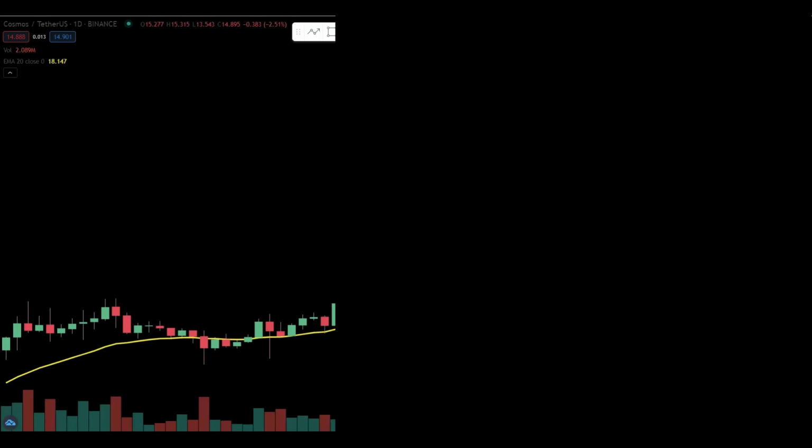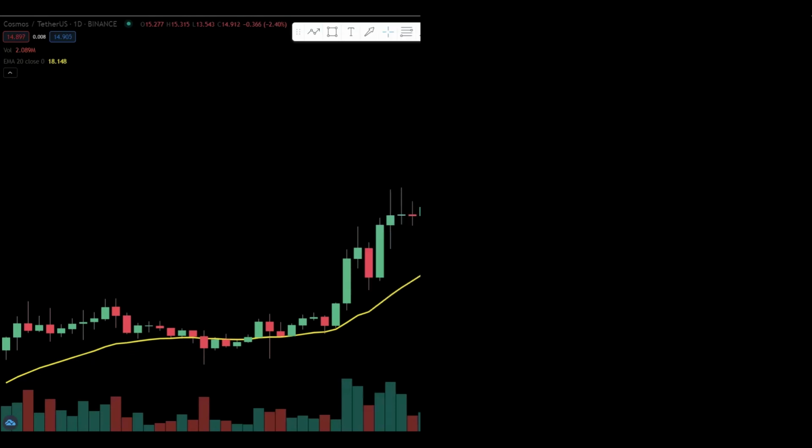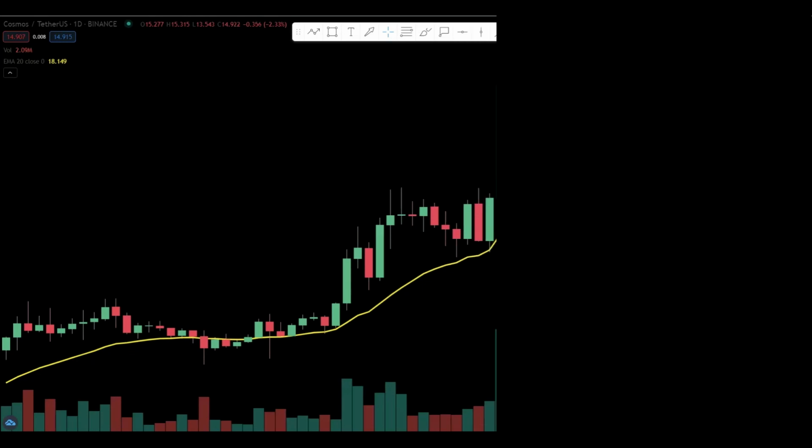First, we see that uptrend in price action, followed by an area of consolidation where there's a slight retracement. The 20 EMA is providing support and price action has not dropped below it. Volume has significantly increased, which helps to confirm that this indeed could be a true breakout.